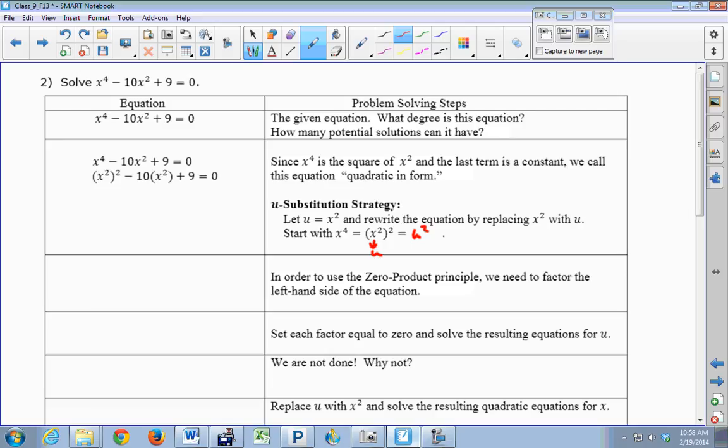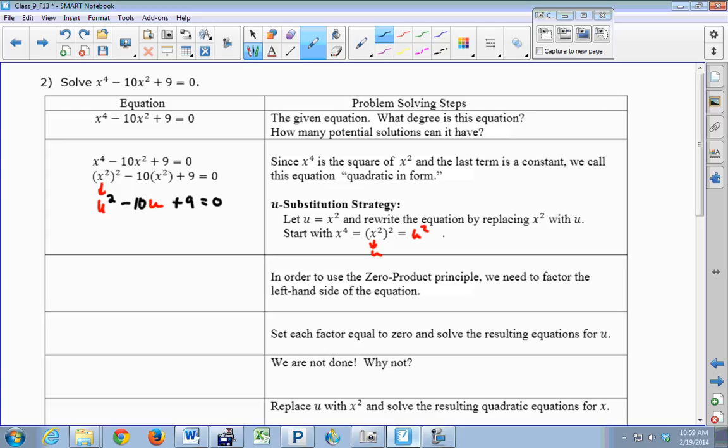So this becomes U squared minus 10 times U plus 9 equals 0. So the U represents x squared. So if in your mind you go back here and you put an x squared in everywhere you see that red U, you would be back to your original equation. Now, why do we do this? Because when you look at this, you know how to do this. You recognize it as quadratic, so you can solve it.